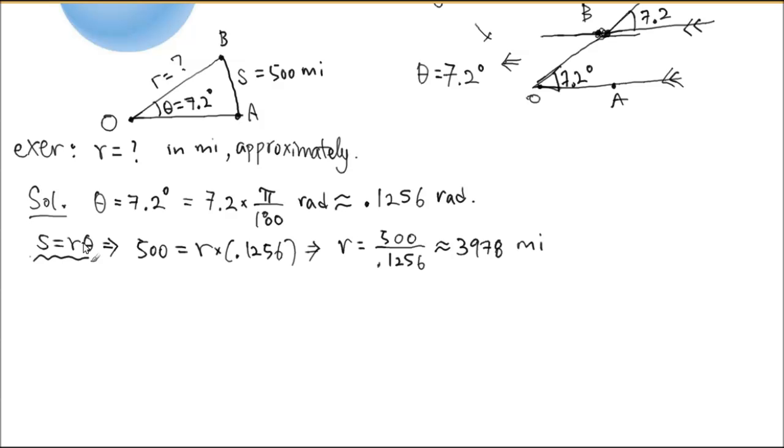And put it into this arc length formula, s equals r theta: 500 miles, r unknown, and 0.1256 in radians. So you solve for r, and you get 3,900. As far as I know, this is pretty close to the actual measure of the radius of the Earth, 3,900 miles.